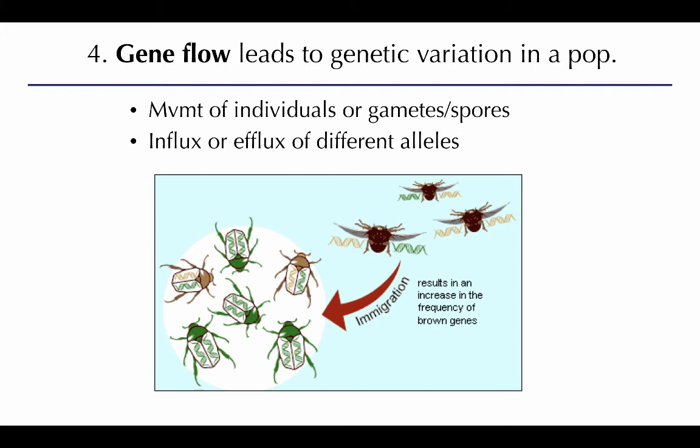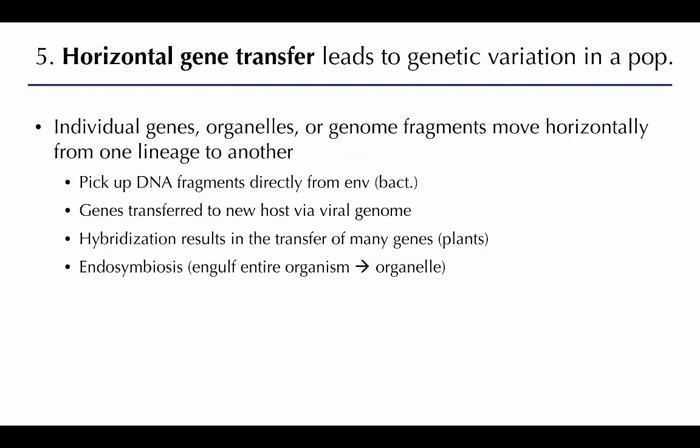Or you don't have to have individuals, with something like pollen containing the sperm, which are gametes, or spores being distributed. If those get into a new population and they are now bringing new alleles and new complete genes into the population, and they're breeding there, then that would bring variation.